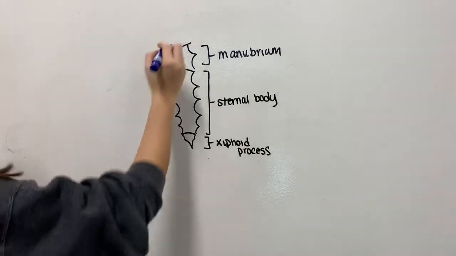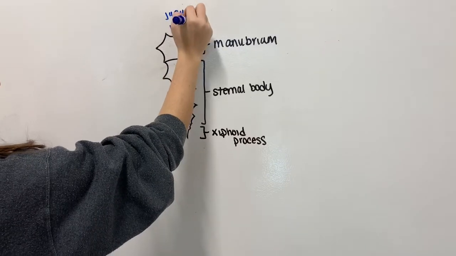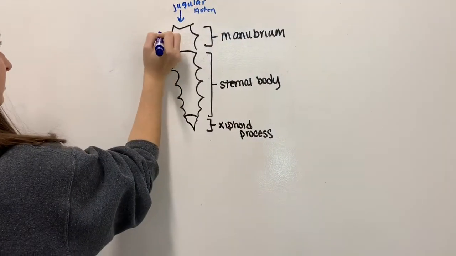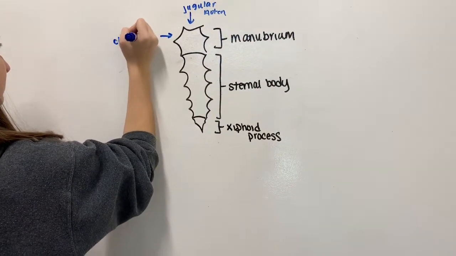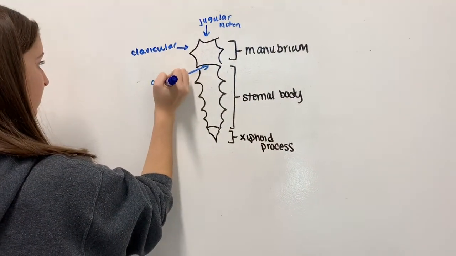The jugular notch rests on top. On either side of the jugular notch are the clavicular notches. The manubrium connects to the body of the sternum through the sternal angle. Along the body are costal notches, which is where the ribs articulate.